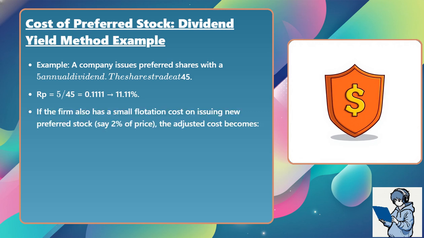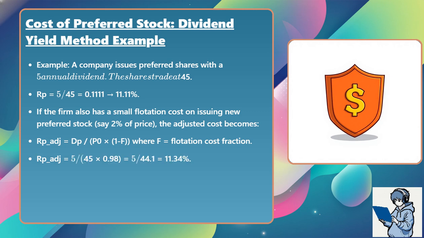If the firm also has a small flotation cost on issuing new preferred stock, say 2% of price, the adjusted cost becomes RP adjusted equals DP divided by P0 times (1 minus F), where F equals the flotation cost fraction. RP adjusted equals $5 divided by ($45 times 0.98) equals $5 divided by $44.1 equals 11.34%. This adjusted cost is used in the WACC calculation.